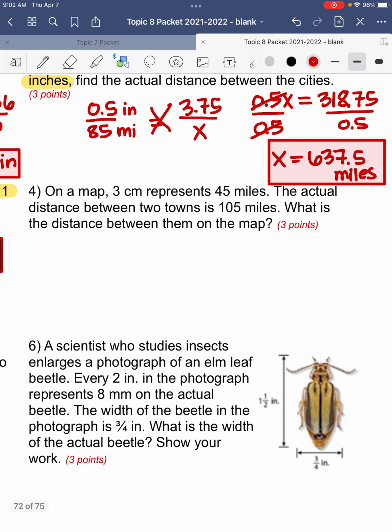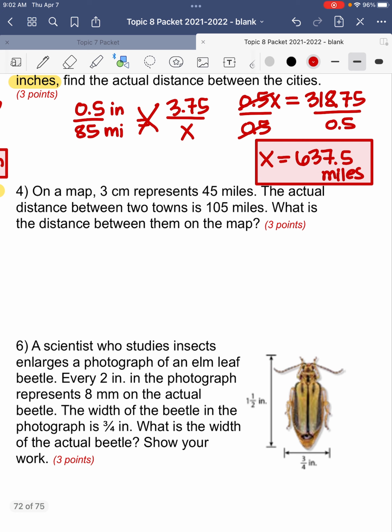Okay, moving on to number 4. On a map, 3 centimeters represents 45 miles. The actual distance between 2 towns is 105 miles. What is the distance between them on the map? Okay, so important information that we know, 3 centimeters represents 45 miles. I'm going to use that to make my first fraction. And I also know that the 2 towns are 105 miles apart in real life, right?